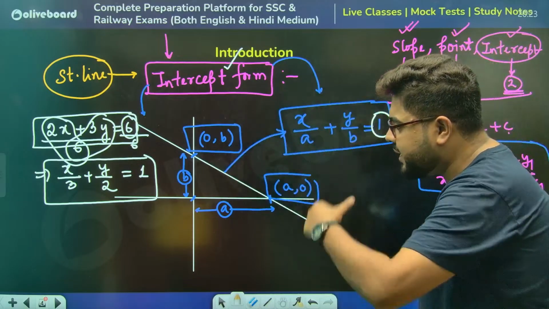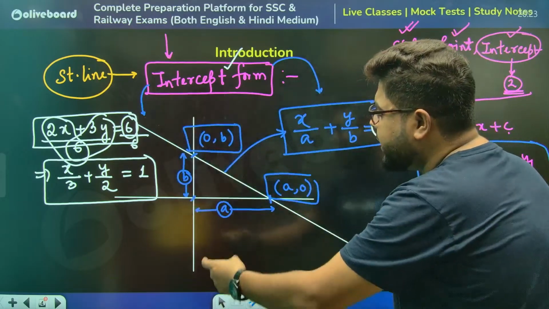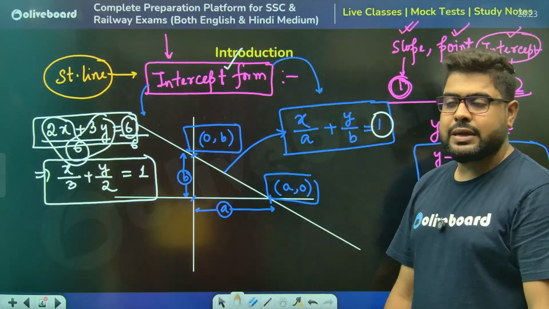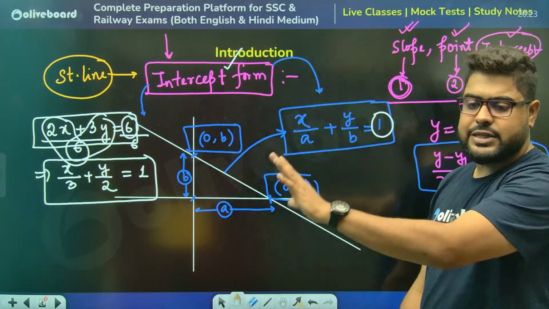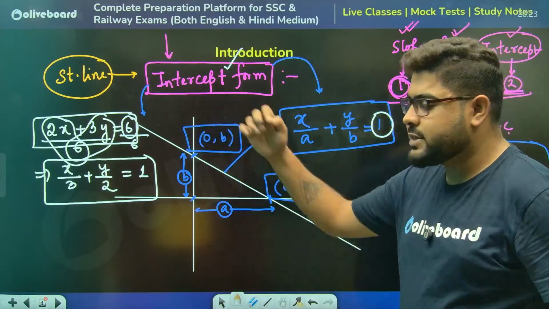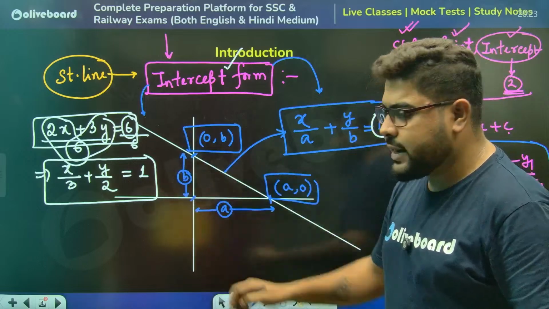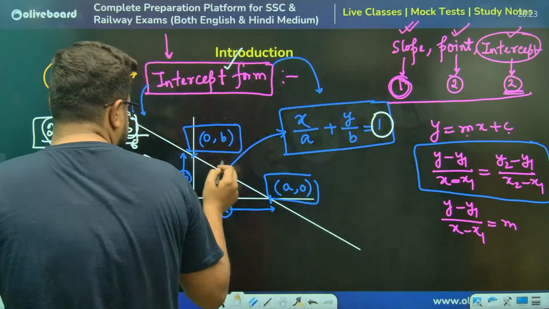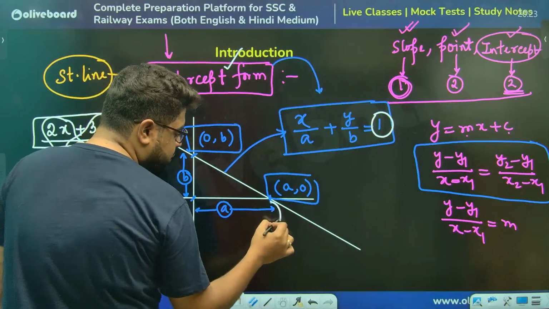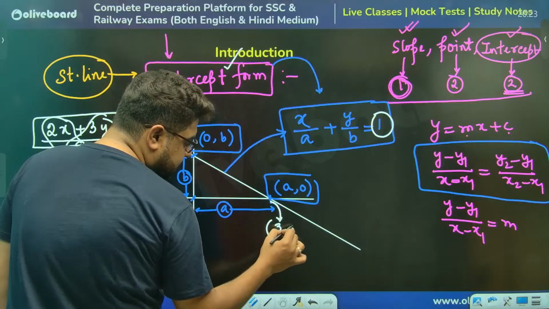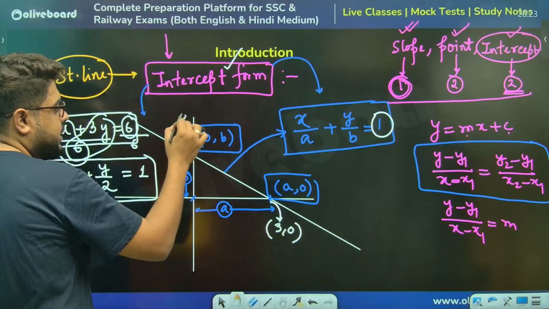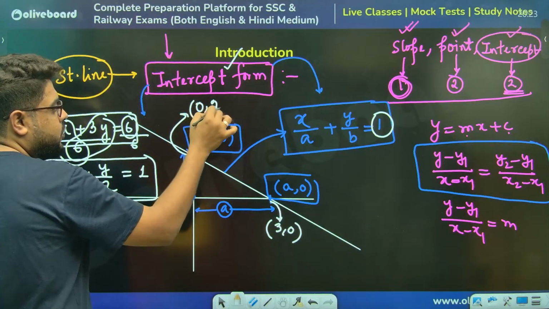x/3 + y/2 = 1. That is your straight line, your intercept form. Meaning, if you draw this line, it will intersect the x-axis at which point? (3, 0), and the y-axis at (0, 2).